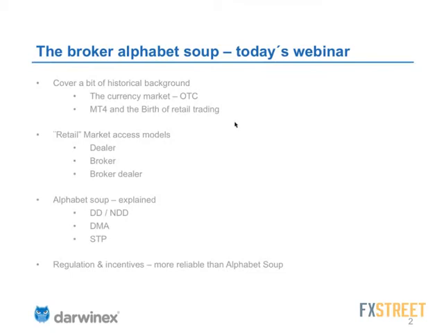So the main focus of today will be the dealing desk, i.e. DD, and non-dealing desk, i.e. NDD, soup, DMA, which stands for direct market access, and STP, which stands for straight through processing.